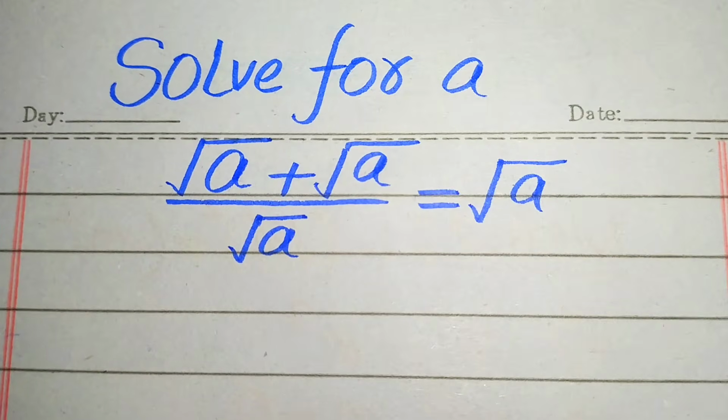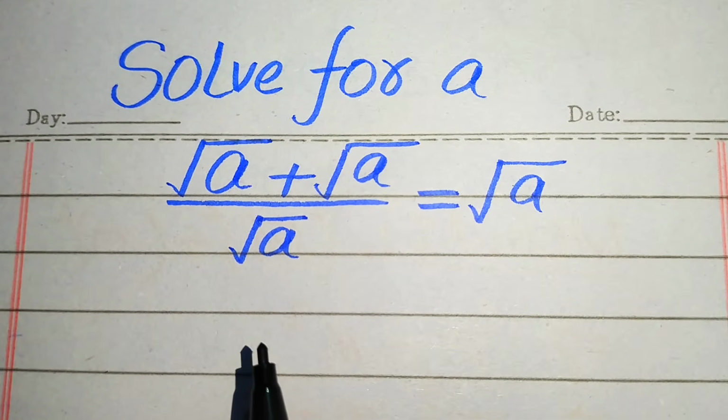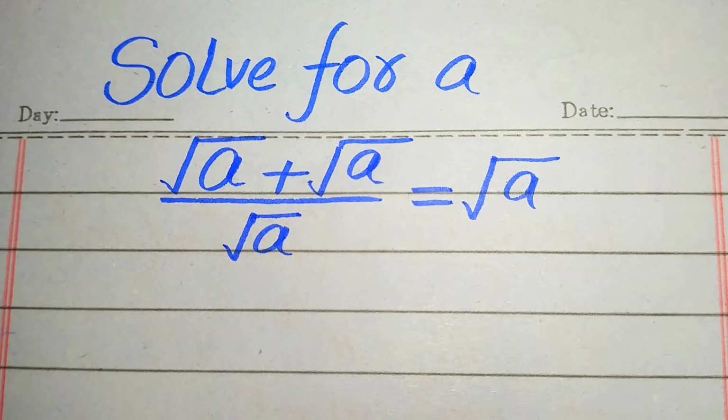Hello everyone, welcome to solve this nice math Olympiad algebra problem. So here we have square root of a plus square root of a divided by square root of a is equal to square root of a. And we solve this problem for all the values of a.